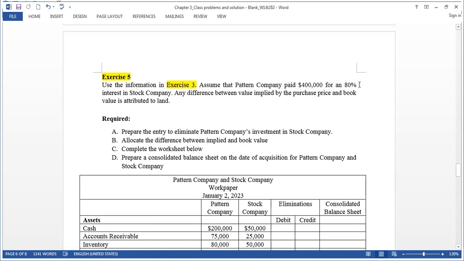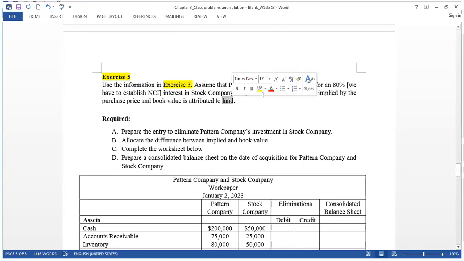So we have to establish NCI, and you should know how to establish NCI. You calculate the implied value times 20%, that is the NCI. We already learned that from exercise 4. Anyway, any difference between the implied value and the book value, we are going to attribute, or allocate, to the land.